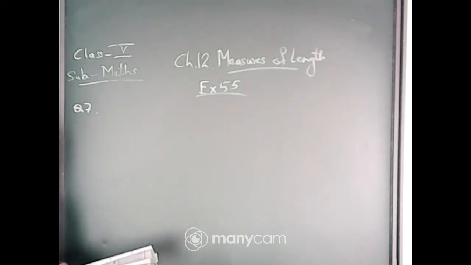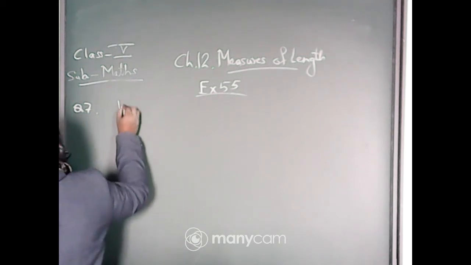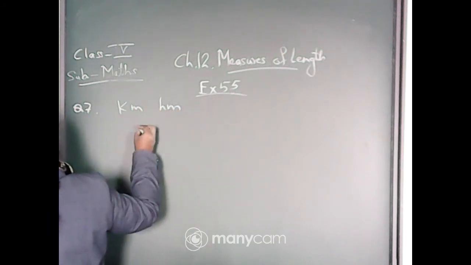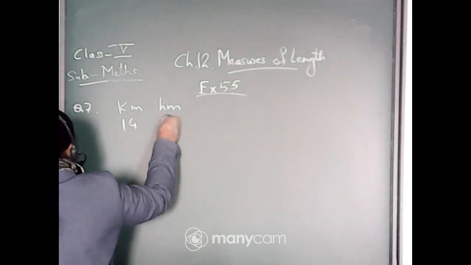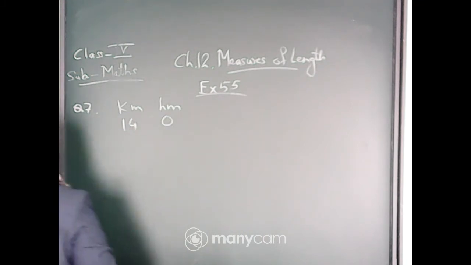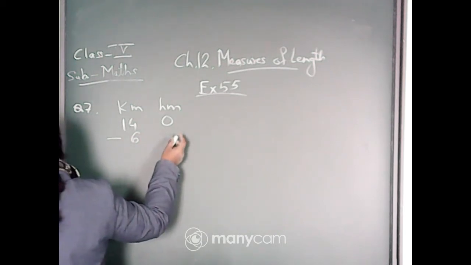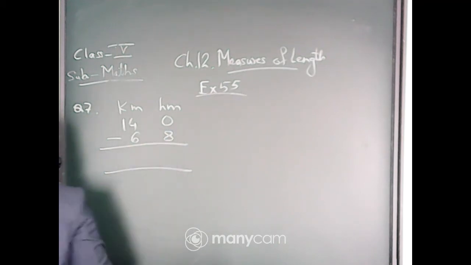You have to subtract 6 kilometer 8 hectometer from 14 kilometer, and as you know, whatever is written after "from", you have to write first. So 14 kilometer and hectometer. Here you will write 14, and since hectometer is not given, you will write 0. Okay, 10, and after that subtraction by 6 and 8. So let us subtract. This is 0, that means it will be 10, isn't it?